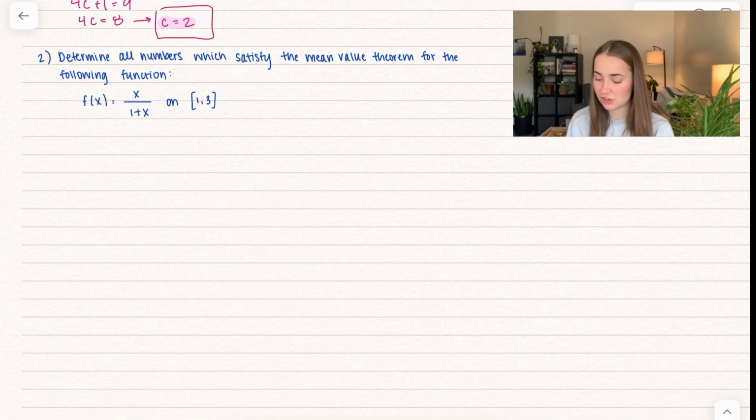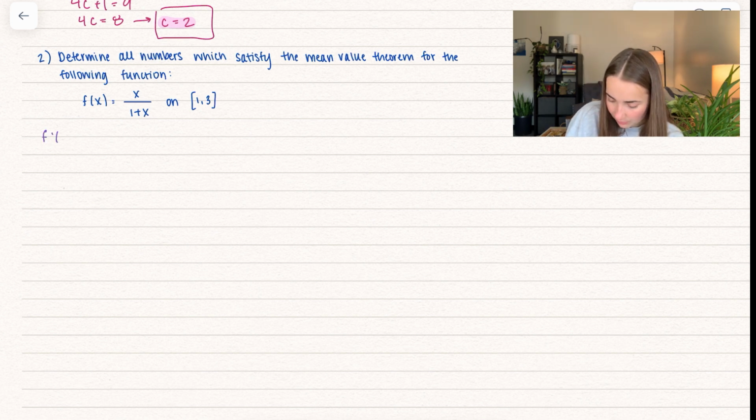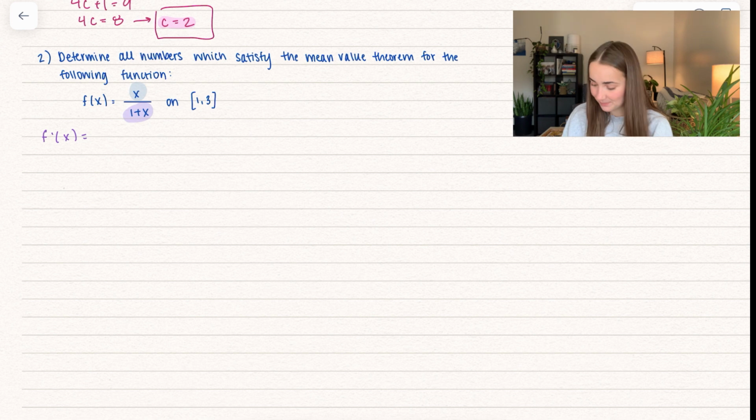So now we have the function x over 1 plus x on the same interval 1 to 3. Like I said, you can do this in any order you want, so I'm just going to go ahead and flip the order. First, I'm going to find the derivative f prime of x. And in order to do that, I do need to set up quotient rule. So we have the numerator is x and the denominator is 1 plus x. I'll go ahead and set that up.